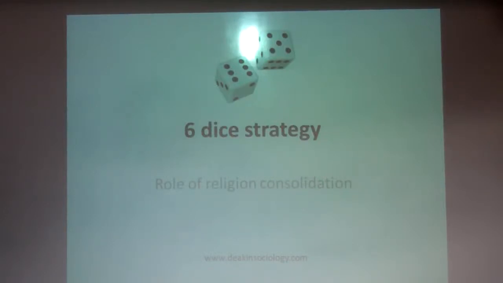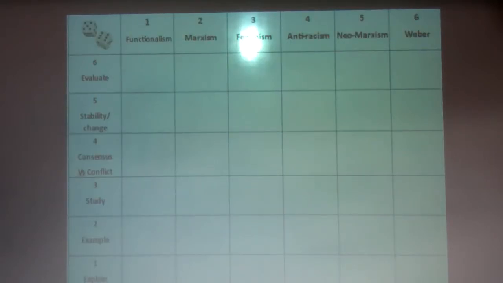Here's a very simple technique that you can use with students to consolidate across any topic really, but this one has been designed for consolidating the role of religion. It's a 6 dice strategy and it's very simple. You start with having a template like this.